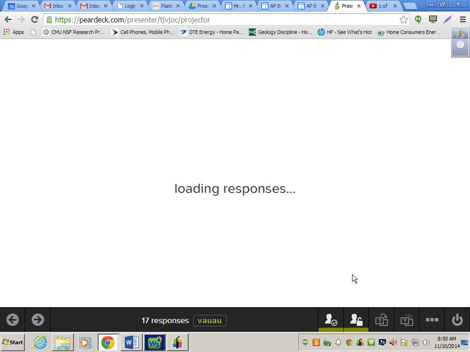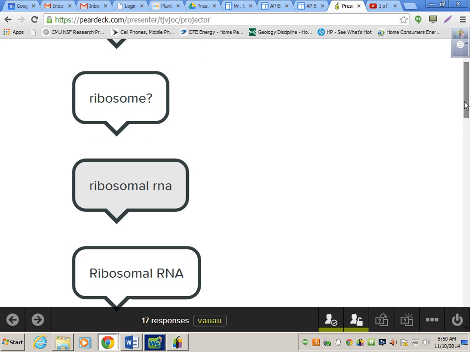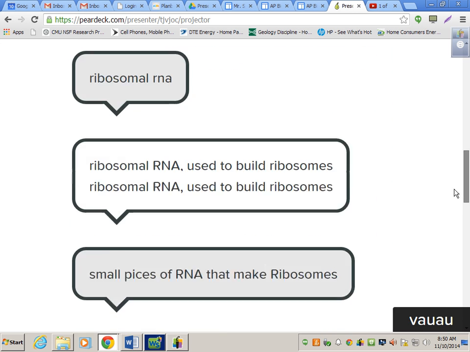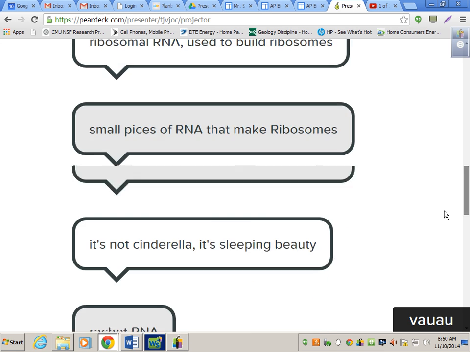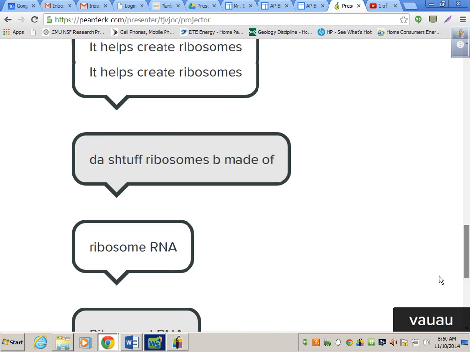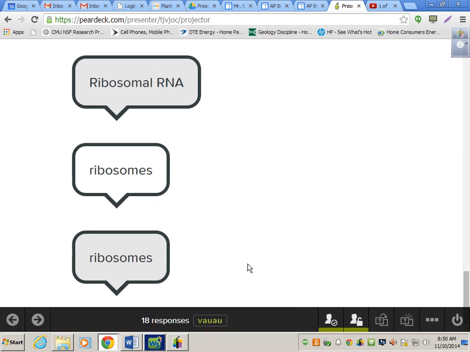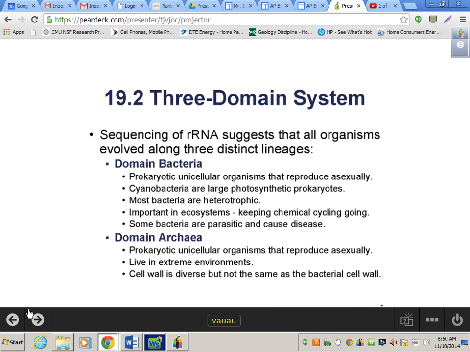See what you guys are giving me. Ribosomal RNA, for sure. Stuff that makes up ribosomes, right? So ribosomes are made of 2 basic parts, RNA and proteins. Okay? And the RNA that makes up the ribosomes is called ribosomal RNA or rRNA.